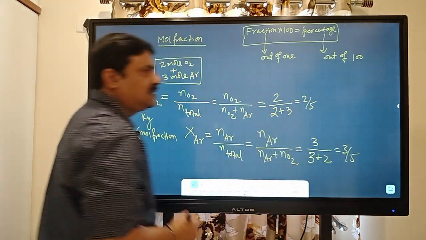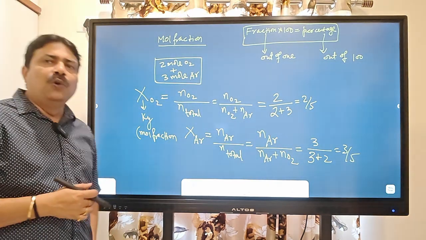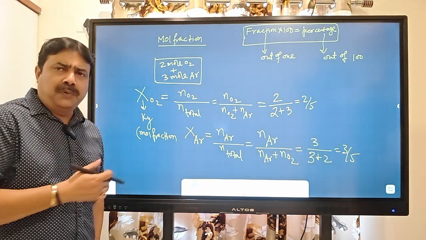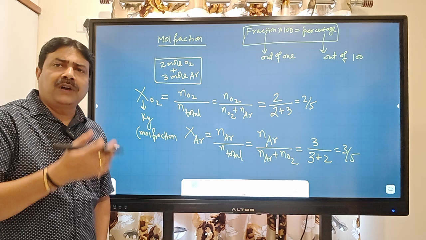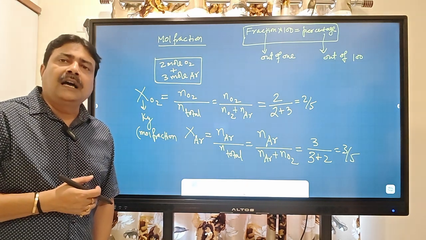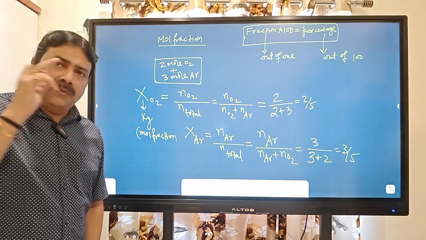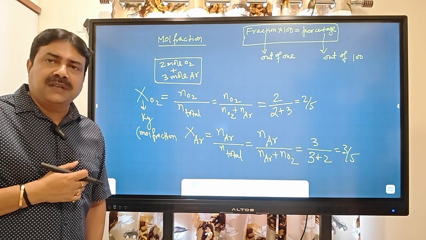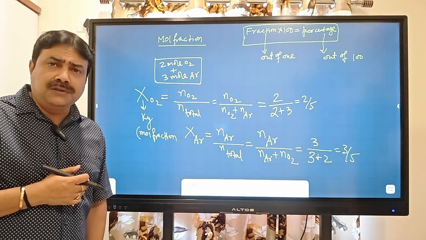which is nothing but 3 by 5. So mole fraction means, however many components there are, maybe 3, 4, 5, 6, the mole fraction of a particular component will be equal to the number of moles of that particular substance with respect to the total number of moles.